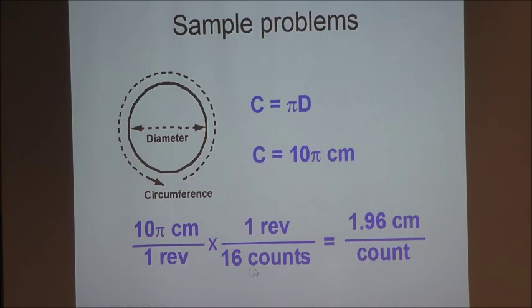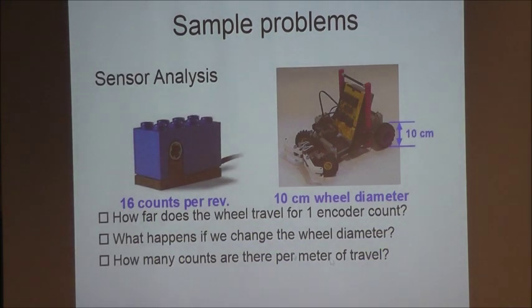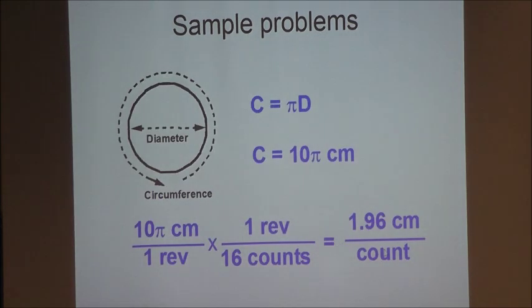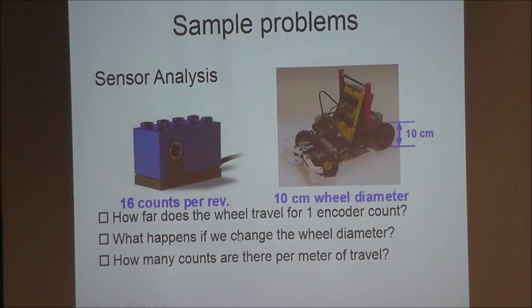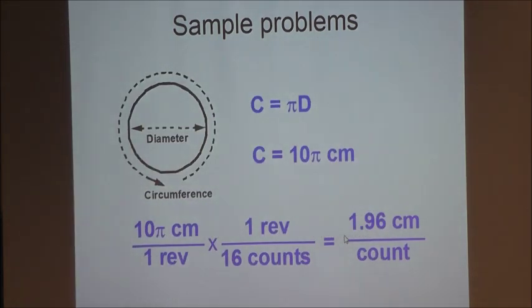You have one revolution, 16 counts. This is something which comes with the device, from the manufacturer of the encoder. Then if you simplify this equation, you get 1.96, almost 2 centimeters for every count. So this is one encoder count. How far is it? It's going to be about 2 centimeters. Okay. Now the next question: what happens if we change the wheel diameter?